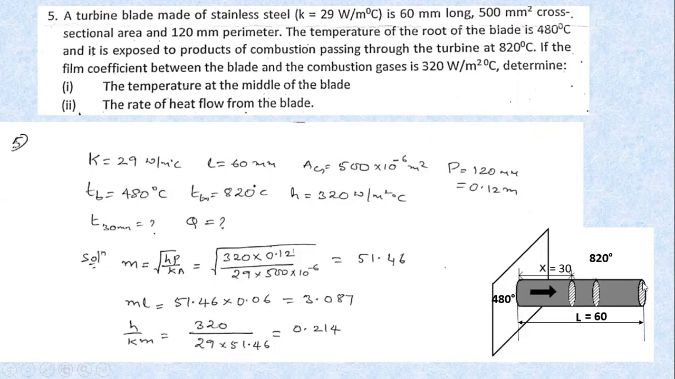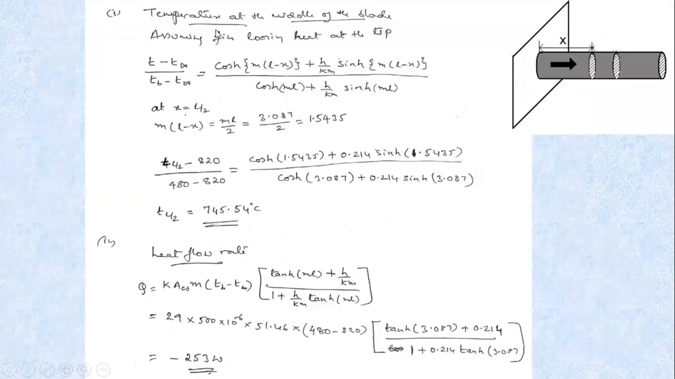Since nothing else is given and the atmosphere temperature is very high, we'll consider it as a short fin losing heat due to convection at the tip. For that, we need the value of h by km, so obtain the value of h by km. Here, for the temperature at the middle of the blade, this is the expression for the short fin uninsulated, or losing heat at the tip.